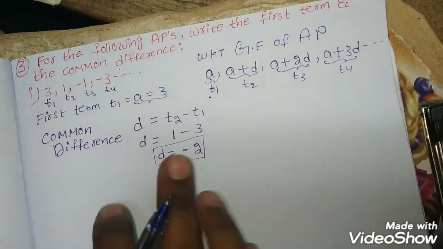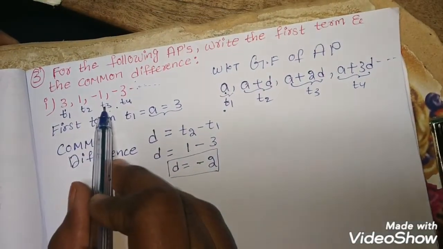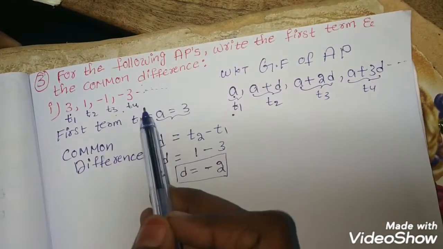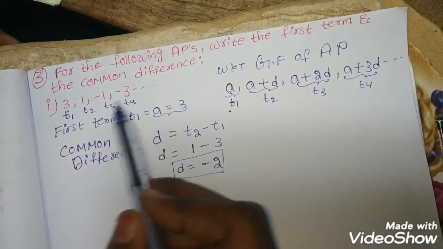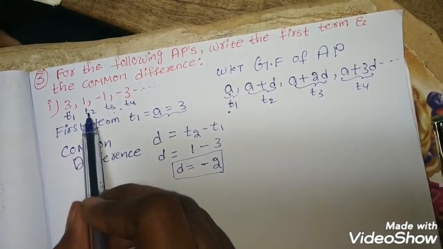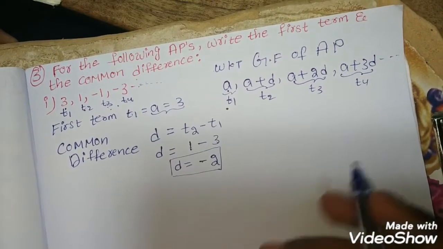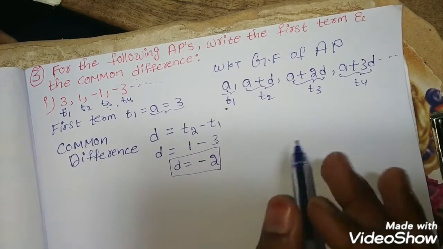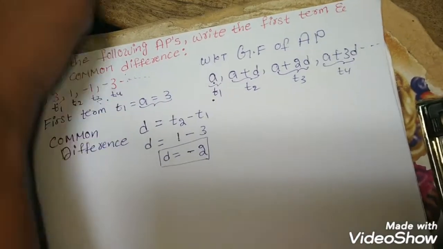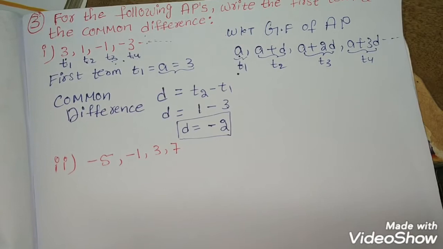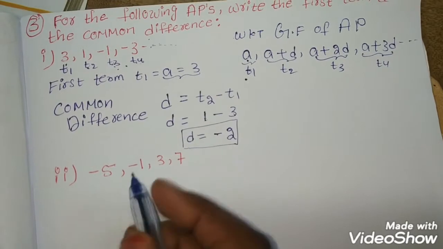So we found the common difference also, and there is no need to check T3 minus T2 and T4 minus T3, because they already said this is an arithmetic progression. If they ask us to check whether this is an arithmetic progression or not, then we have to check T3 minus T2, T4 minus T3, and if they give a constant value, then it is an arithmetic progression. There is no need to do so here, and the next questions we can do like that. Let's start the second question. Check what they have given in the second question, and it is the same process which we did above.